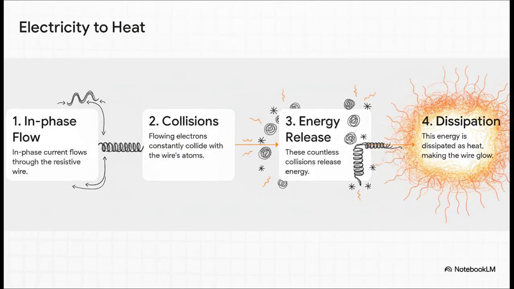So here's what's happening. That perfectly in-phase current gets shoved through that high-resistance wire. The electrons making up that current are just constantly bumping into and colliding with the atoms inside the wire. And every single one of those trillions of tiny collisions releases a little burst of energy. When you add all that up, that energy shows up as intense heat. And because that current and voltage are in perfect sync, the conversion from electricity to heat is incredibly direct and efficient. It's just pure, raw power making that wire glow red hot.